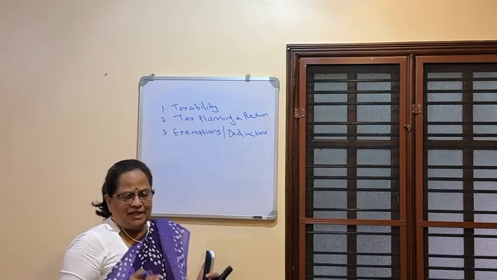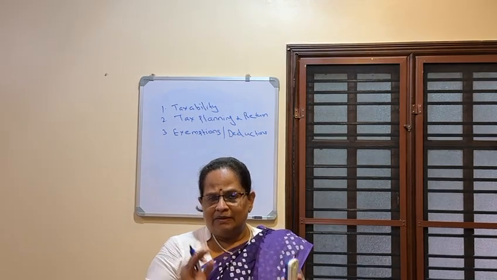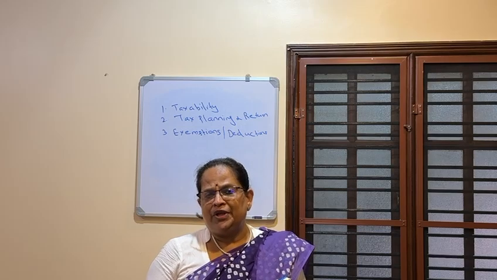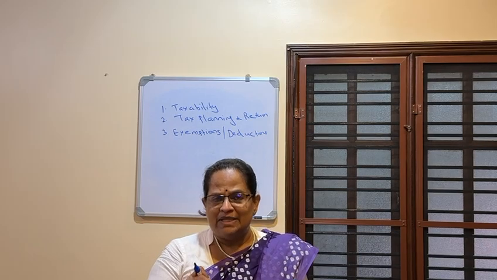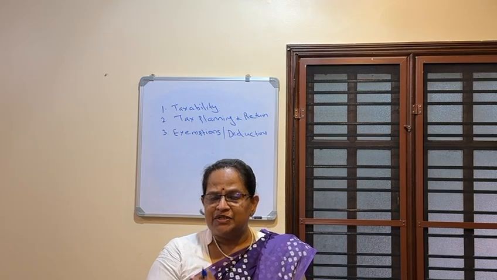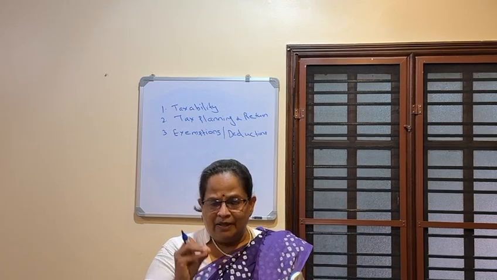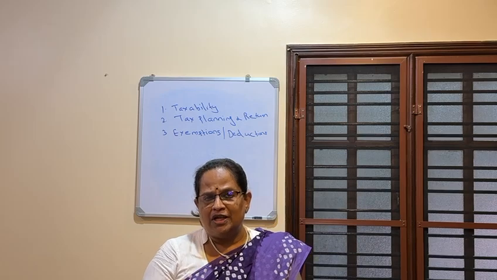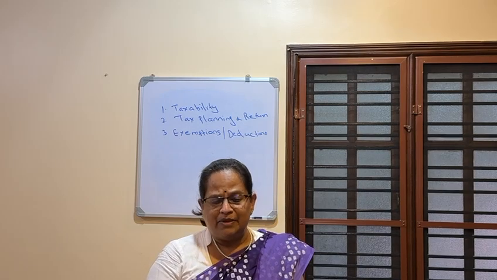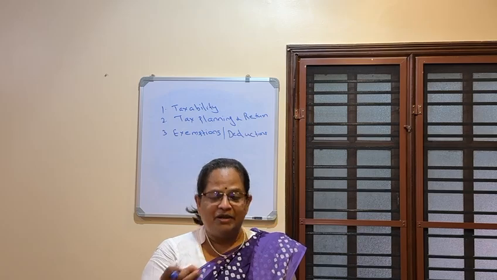Exemptions mean certain items are not included in the income. They will not be included in computing the tax liability. The best example is agricultural income derived from India. Deductions mean deductions from 80C to 80U. So we have to remember, if the person is resident, not ordinarily resident, non-resident, or deemed resident, the exemptions they can claim and the deductions they can claim are different.